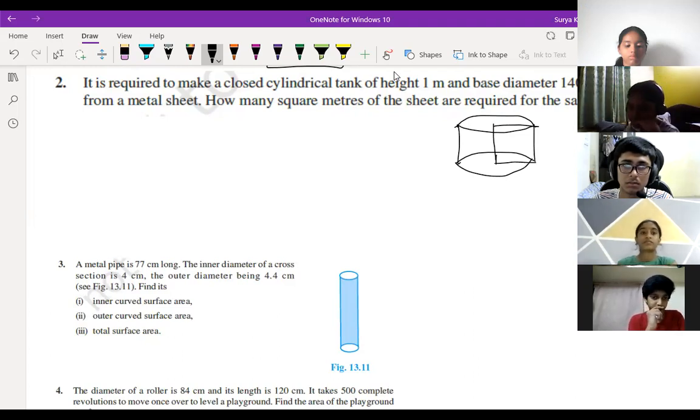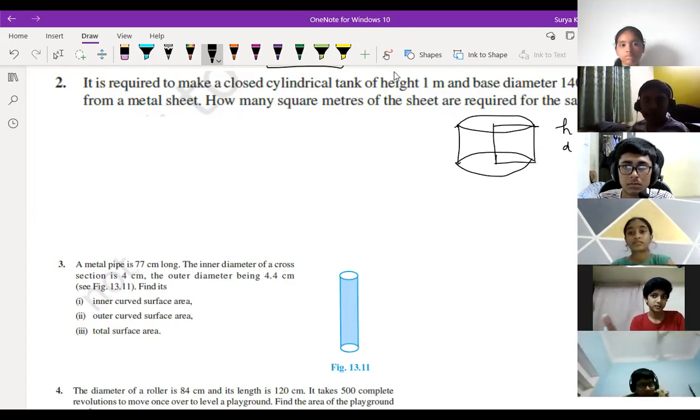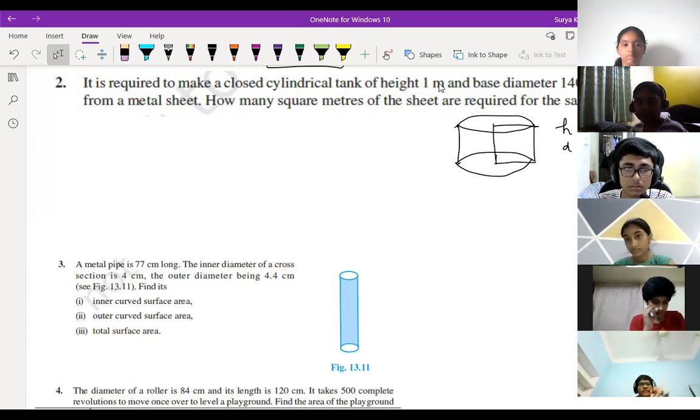So here it is required to make a closed cylindrical tank of height 1 meter, and diameter equal to 140 centimeters, from a metal sheet. How many square meters of sheet are required for the same?